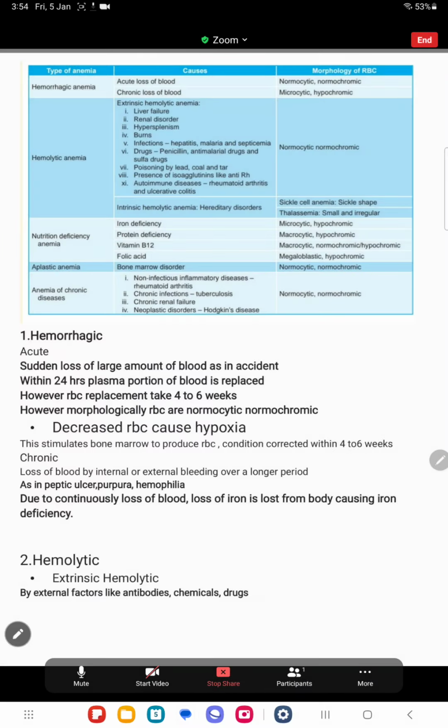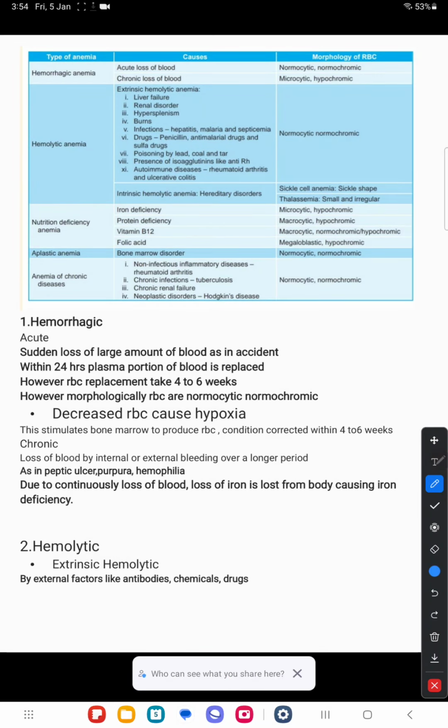Hemorrhagic means it is due to the loss of blood. Hemorrhagic means loss of blood. If loss of blood occurs for some time, it is called acute. If it occurs for a long time, it is called chronic. Anything that lasts for a long time is called chronic, and if it is for some time, it is called acute.